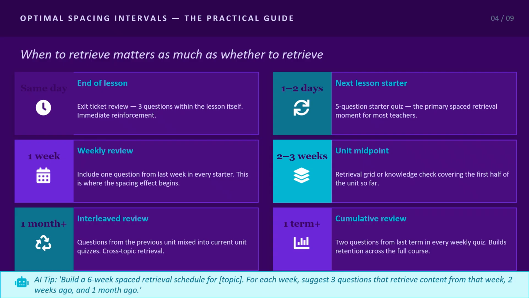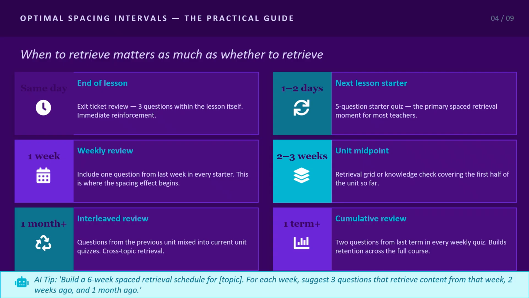Then you have two to three weeks. The unit midpoint, a retrieval grid or knowledge check that covers everything taught in the unit so far, not just the most recent lesson. This is also the point where interleaving becomes possible, mixing questions from the current unit with questions from the previous unit. The spacing effect and the interleaving effect combine here, producing compounded benefits.